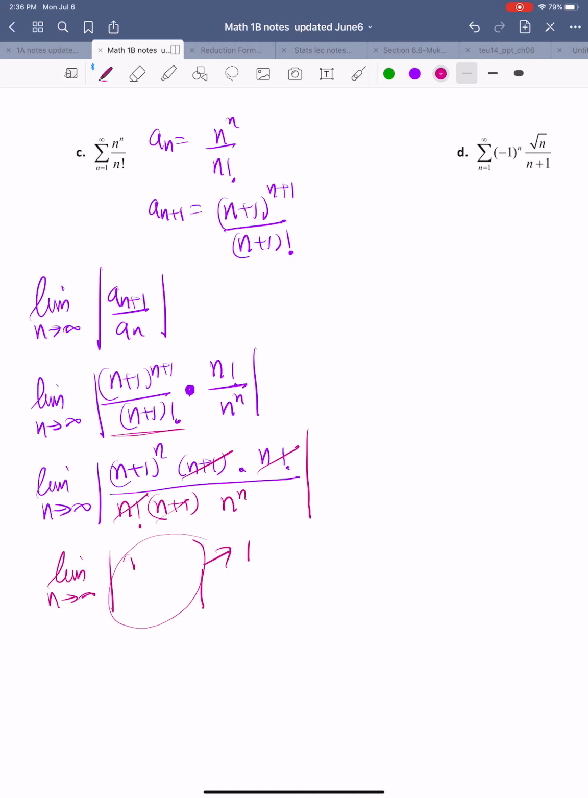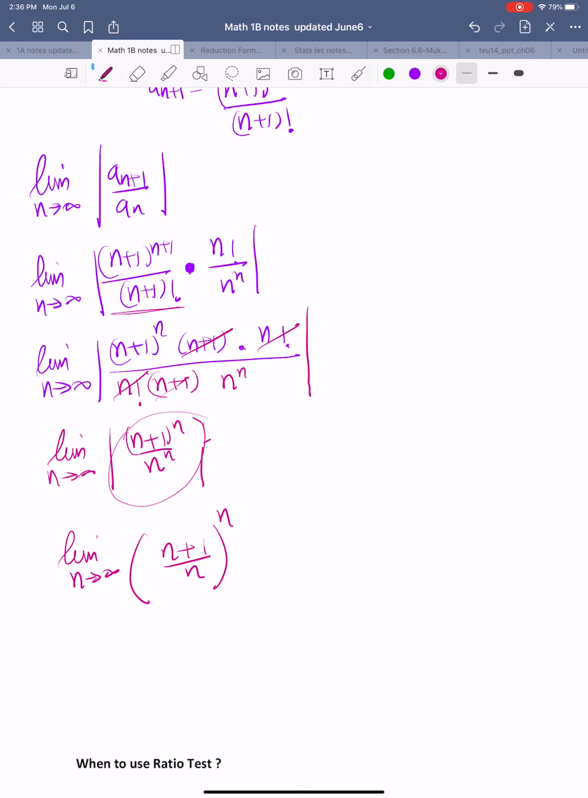So we have n plus 1 to the power n, over n to the power n. This one is a special limit. This is the limit as n goes to infinity of n plus 1 over n, raised to the power n, which is the limit as n goes to infinity of 1 plus 1 over n to the power n. This limit goes to e. We have seen that in Calc 1. You can also take the natural log on both sides and then evaluate this limit. This limit turns out to be e.